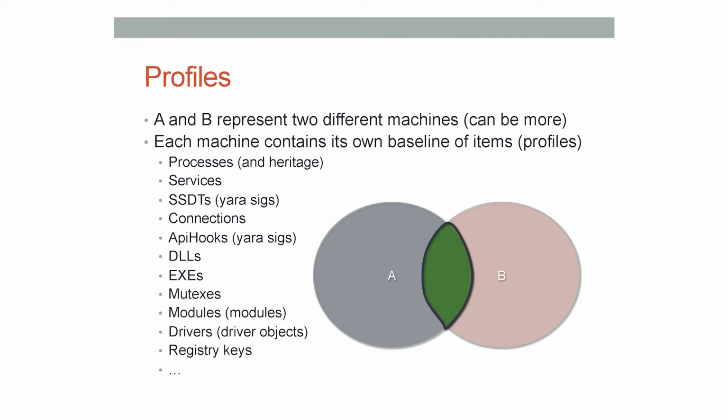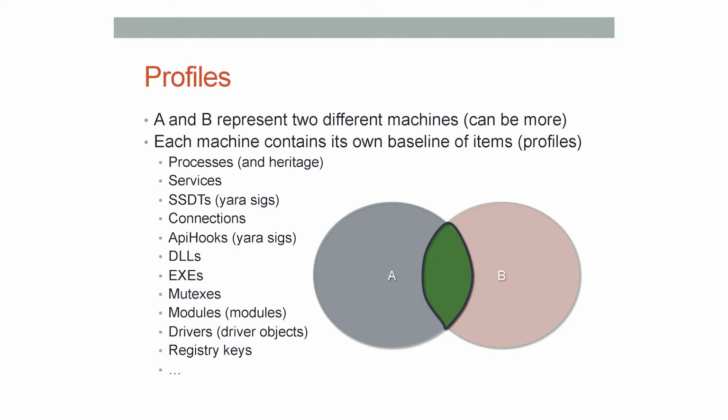So what we're going to use is set theory. We have these different sets of things, and each profile is a set, a collection of these items. So we have all these various items that we're interested in, and there's even more that are just not listed on the slide. We have machine A and we have machine B.